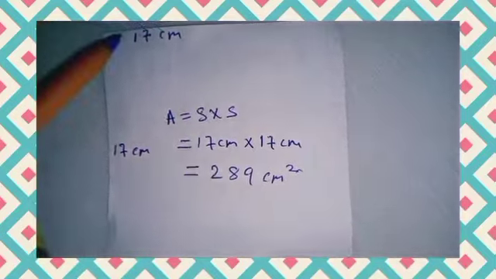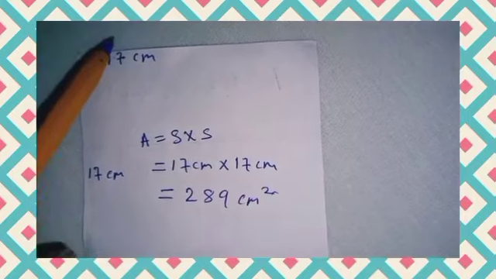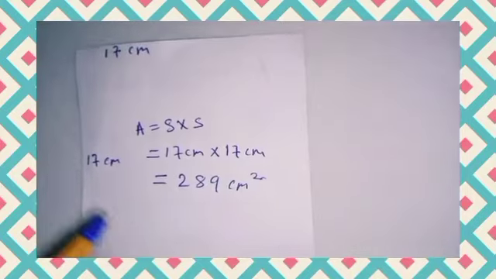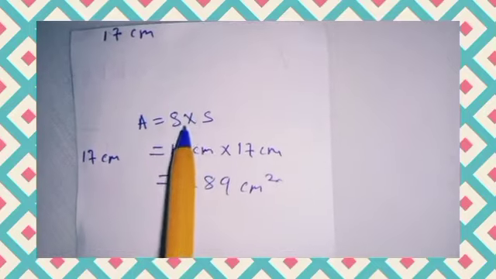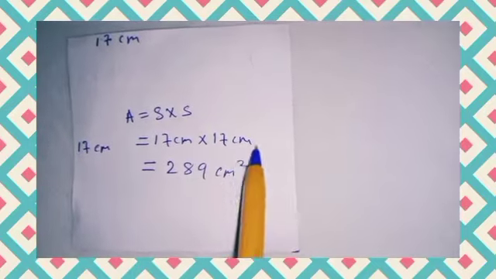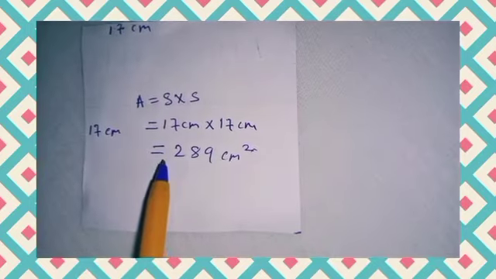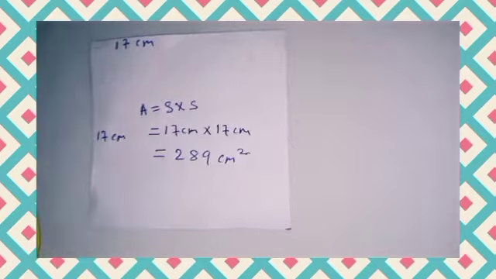So this is a sample of that square, which measures 17 centimeter by 17 centimeter. So area is given by side times side, whereby it is 17 centimeter times 17 centimeter. When you multiply, you are going to get 289 square centimeter. That is how you get your area.